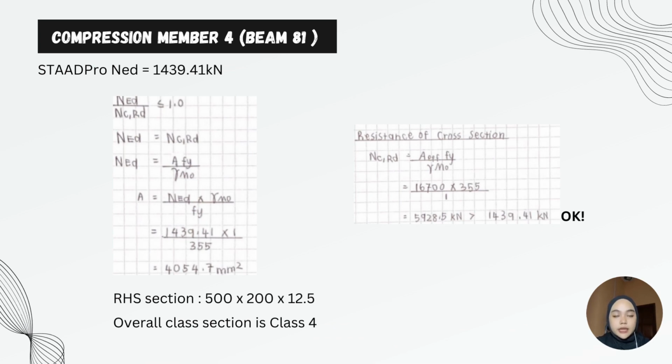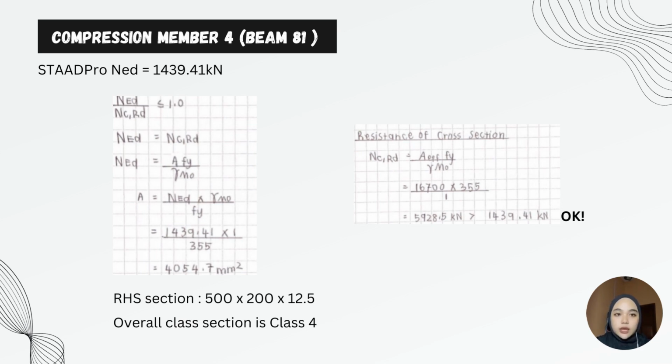Next is design calculation for compression member 4, which is beam 81. So the NED from StatPro analysis is 1439.41 kilonewton. The first thing we have to find is the area. So the area is 4054.7 millimeter square. So we refer to Eurocode 3.